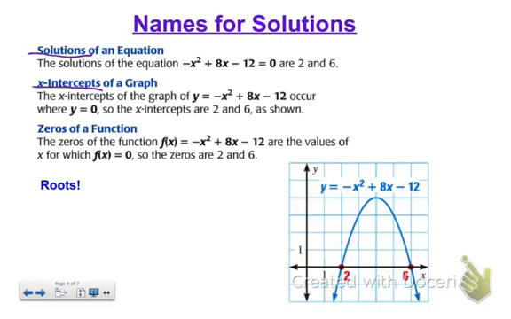And then the last name you might hear is roots. So if we ask you to find the roots of a quadratic equation, we're asking for the zeros, the solutions, the x-intercepts. Where does it cross the x-axis? Where is it equal to 0?